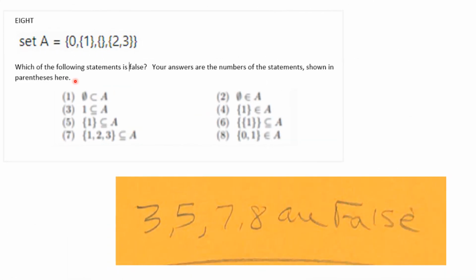On number 8, you had a set containing 0, a set containing the set containing 1, the empty set, and the set containing 2 and 3, and you were to say which of these statements were false. Many of them were true, and it turns out the answer you should have had was that 3, 5, 7, and 8 are false.